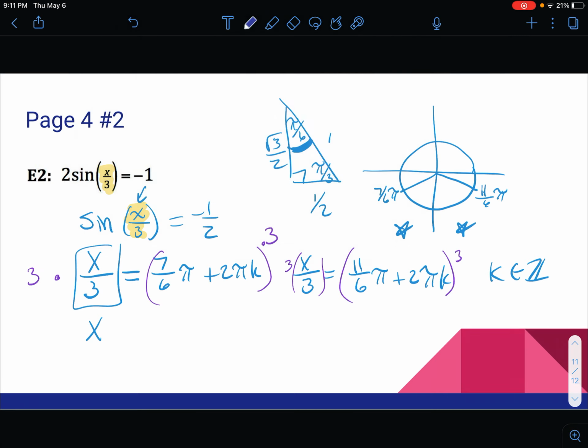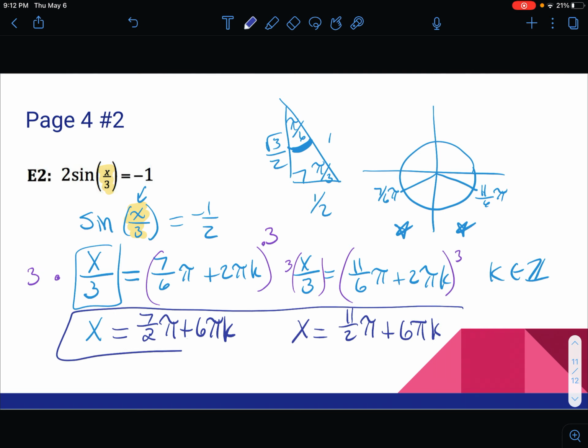Okay, so what does this get me? This is going to be 7/2 pi plus 6 pi k. And then this is going to be, if we multiply, we'll get 11/2. I'm just reducing the fraction, and you multiply, you get 33/6, which you can reduce, plus 6 pi k. This is the answer, the solution for x.